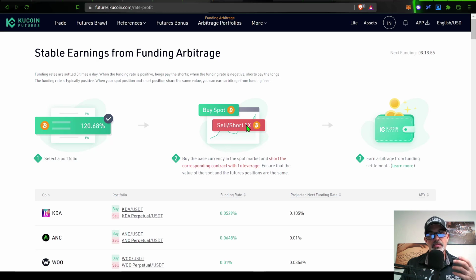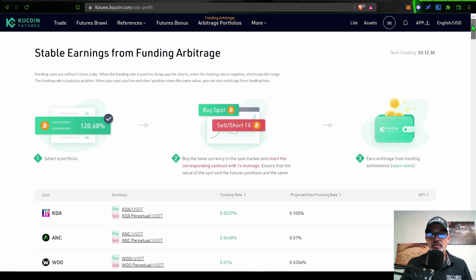And the setup is extremely basic. The first step is to select the asset you want to trade, and then you go long or buy that asset on the spot market, and then over on the futures market, you sell that same asset short with 1x leverage. And the key here is to ensure that the value of the spot and futures positions are essentially the same. Once you've executed these two trades, you then begin to earn arbitrage from the funding settlements. And the funding rate is paid 3 times a day over here on KuCoin, with the next funding fee being paid in about 3 hours.